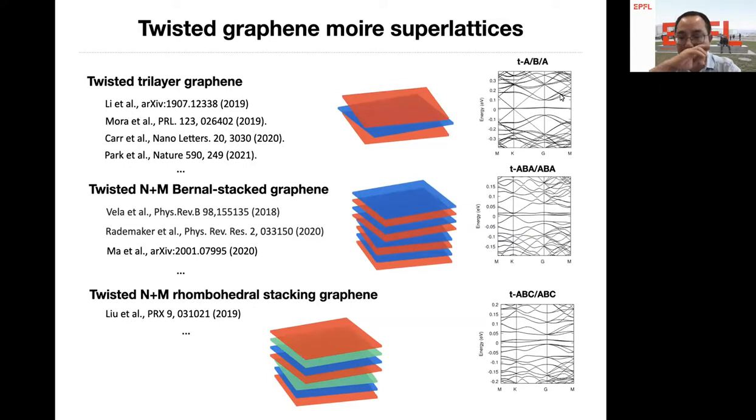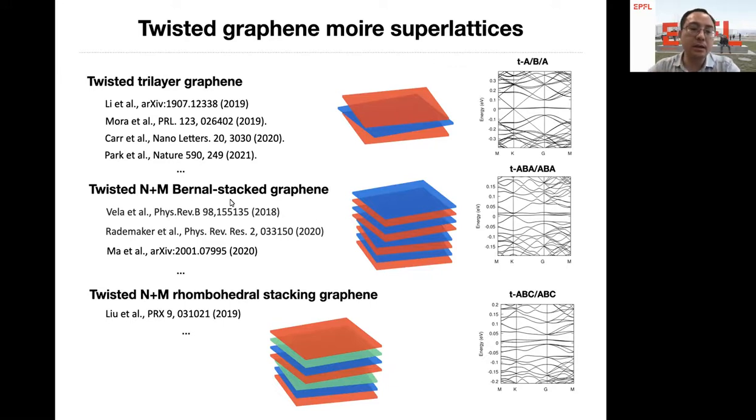And recently, people are trying to make more complicated moiré superlattices, for example, the twisted trilayer graphene. They twist the middle layer of a trilayer graphene, and the band structure looks like this. There is a flat band, but in superposition with a linear Dirac cone.